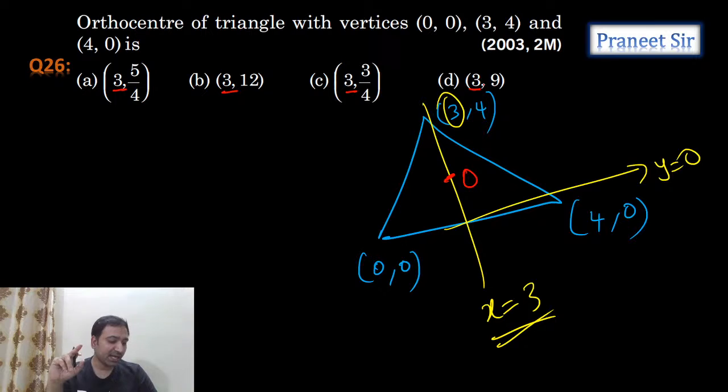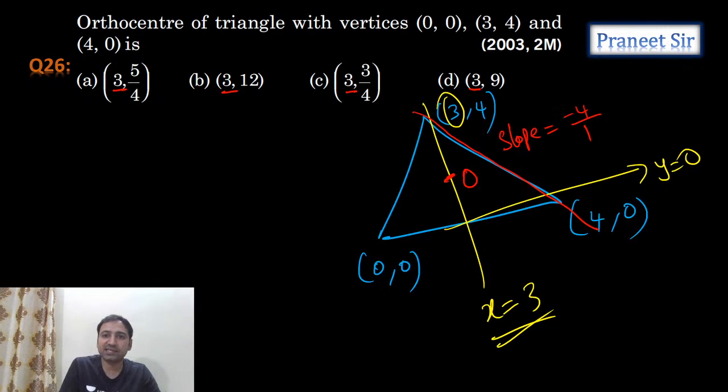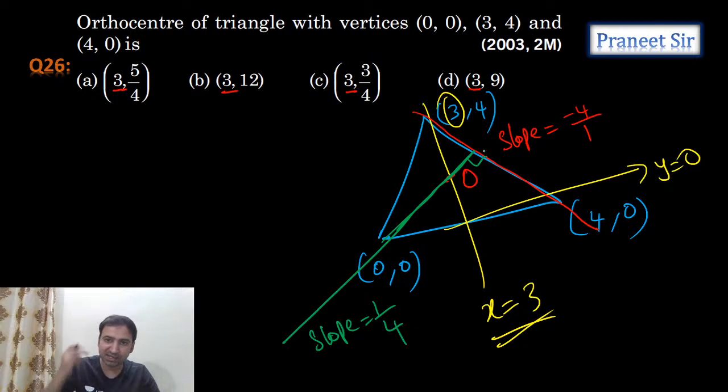Okay. Now we need to calculate one more altitude. How to calculate one more altitude, guys? Let's calculate the slope of this line. The slope of this line is (0 - 4)/(4 - 3), which is minus 4. Then what will be the slope of the altitude passing through this point? Can I say that the slope of this should be 1/4, because these two are perpendicular? Now can I calculate the equation of this line? x - 4y = 0, because it passes through the origin.